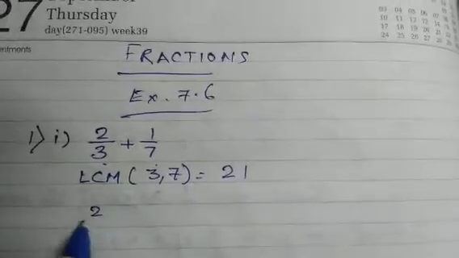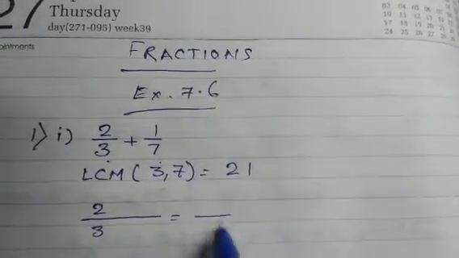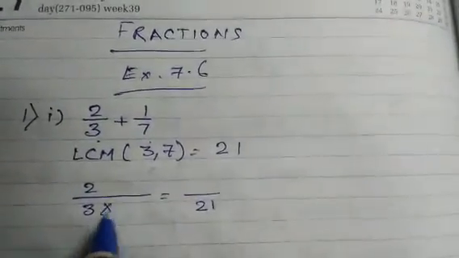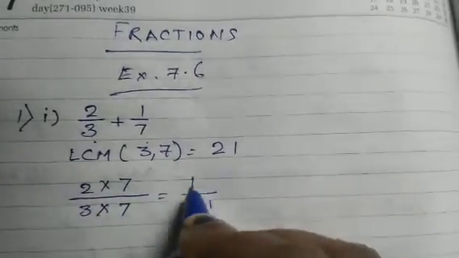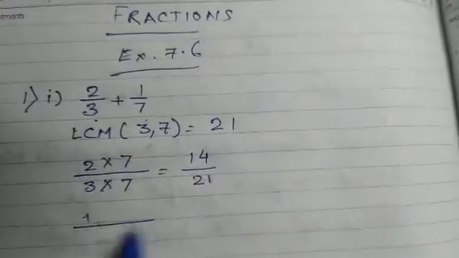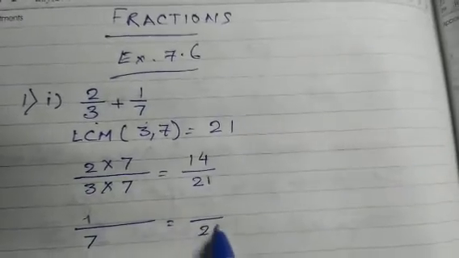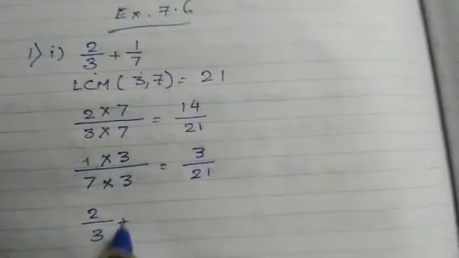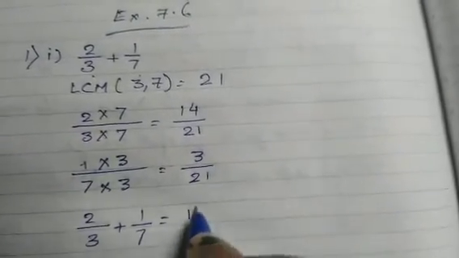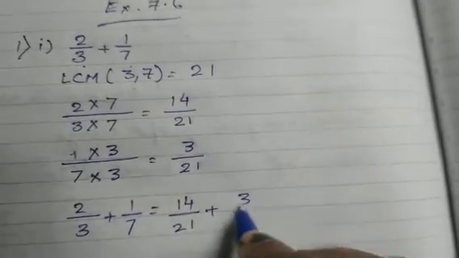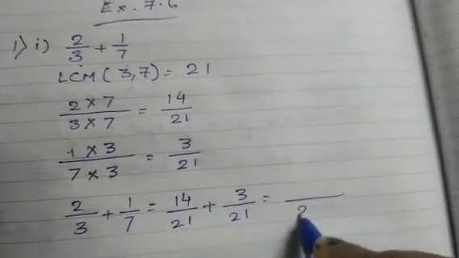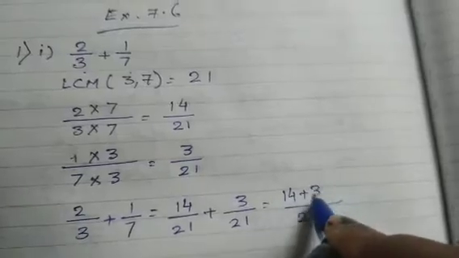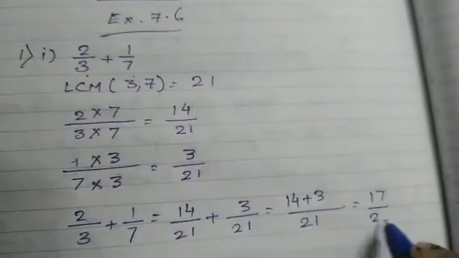So what is 2 by 3? If I want to get the denominator 21, I have to multiply down and up with 7. 7 2s are 14. Similarly, 1 by 7. If I have to get the denominator 21, 7 3s are 21. So up also I will multiply with 3. So now 2 by 3 plus 1 by 7 is nothing but equal to 14 by 21 plus 3 by 21. Okay, next 17 by 21.